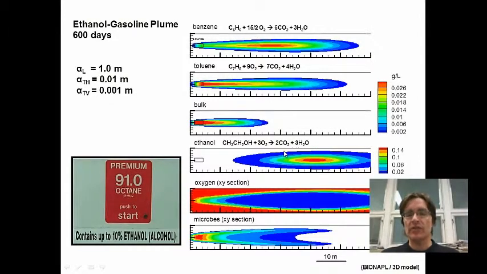Actually, ethanol is the most soluble. It's completely miscible in water. It's detached completely from the source zone after 600 days, or well before that, in fact. It's dispersed quite a bit, and it's transported quite far down gradient, being not retarded.